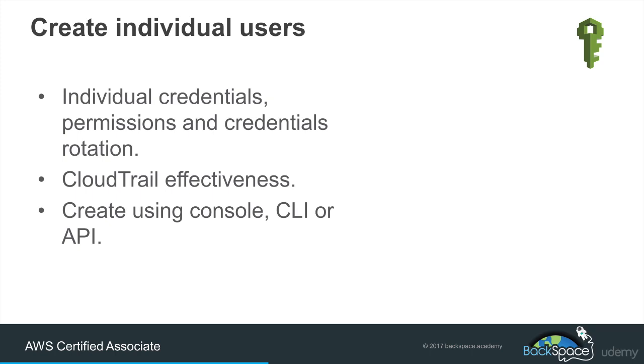This enables us to use CloudTrail, the API logging service. We use that effectively so that where there is a problem, or any suspicious activity on our account, we can use that to identify the user behind it. And you can create individual users using the console, using the command line interface, or using the APIs. So if you wanted to create an application to create users, you can do that as well.